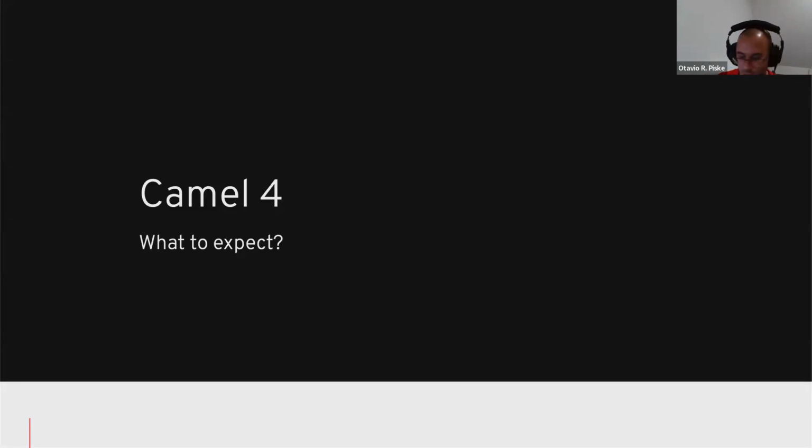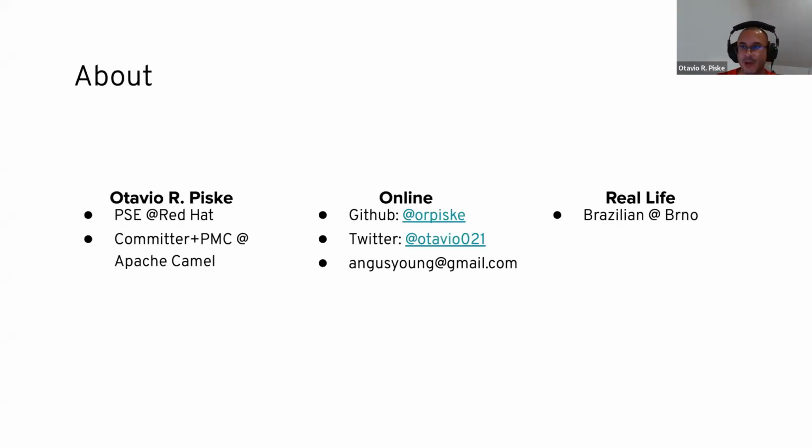Today I'm going to talk a little bit about Apache Camel. My name is Otavio Rodolfo Piske. I am a principal software engineer at Red Hat, where I work as a committer and a member of the Apache Camel community. You can find me online, mostly on Twitter, but I also have my GitHub, where you can find me on other social platforms. I live in Brno. I have been here in the Czech Republic for about 8 years, but I'm actually from Brazil.